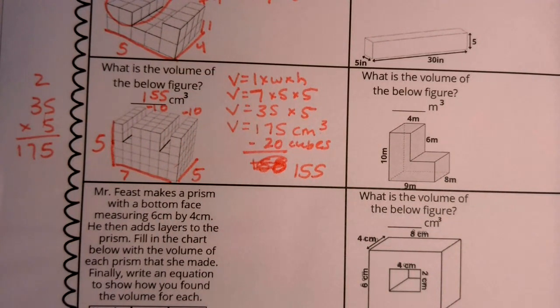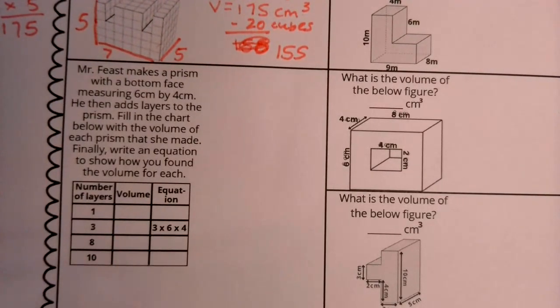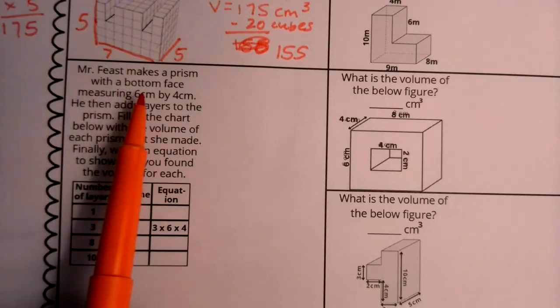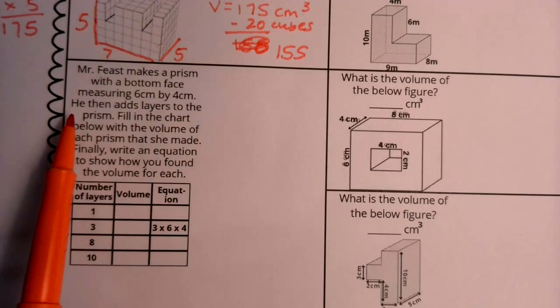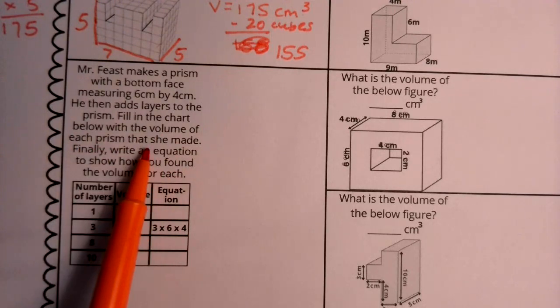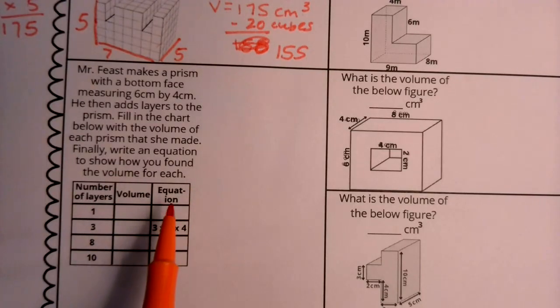So we are done with our first 3 volume questions, but guess what? There's one more volume standard that we're going to think about. It really heavily relates to layering and layer structures in our prisms, which is one of my favorite things to think about when it comes to our volume standards in 5th grade. This says Mr. Feast makes a prism with a bottom face measuring 6 centimeters by 4 centimeters. He then adds layers to the prism. Fill in the chart below with the volume of each prism that she made. Finally, write an equation to show how you found the volume for each.